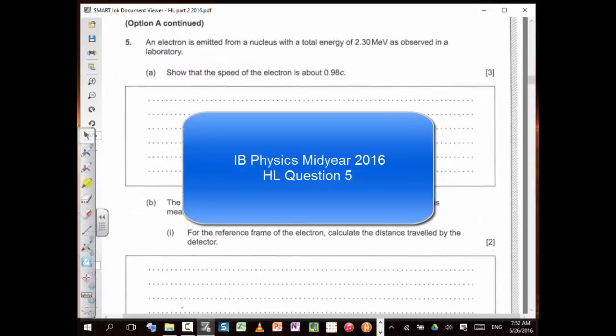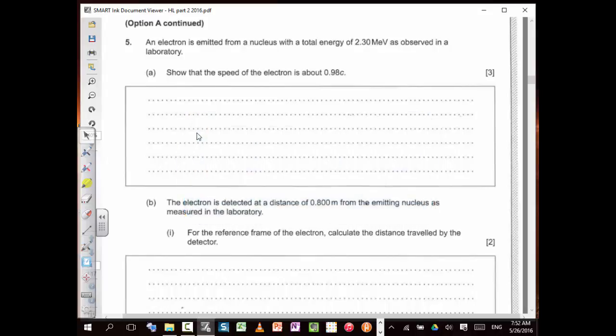Okay, an electron is emitted from a nucleus with a total energy of 2.30 mega electron volts. Show that the speed of the electron is about 0.98 c.